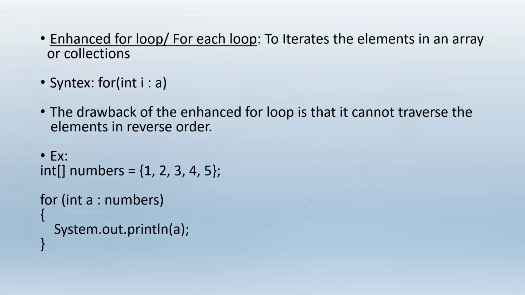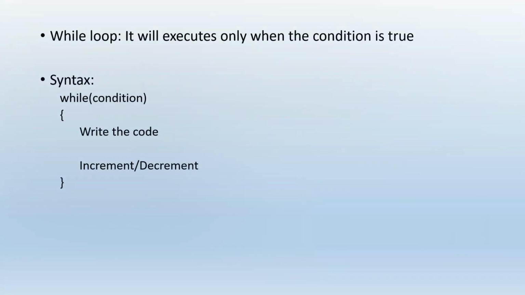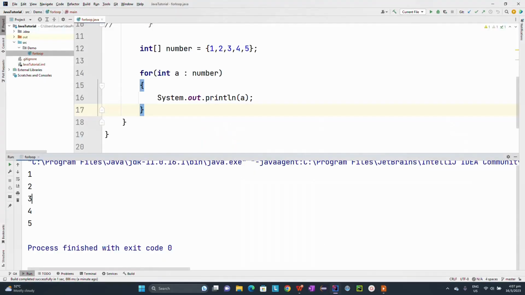And the other loop is the while loop. It will execute only when the condition is true. The syntax is while, and we give the condition and write the code in the braces. After that, we can increment or decrement. So let's see it in the IDE.